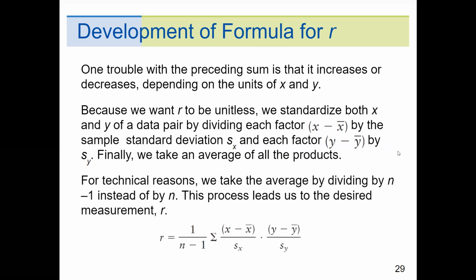One trouble with the preceding sum is that it increases or decreases depending on the units of x and y. Because we want R to be unitless, we standardize both x and y of a data pair by dividing each x factor by the sample standard deviation of x and each y factor by the y version. Finally, we take the average of all the products. For technical reasons, we take the average by dividing by n minus 1 instead of by n. This process leads us to the desired measurement R. So here is the entire formula. They kind of gave you a step-by-step proofing of it.